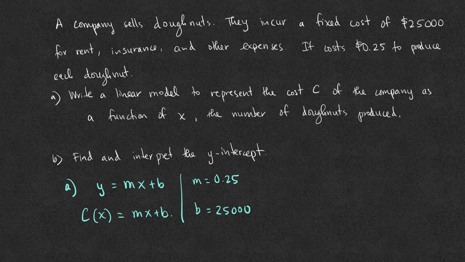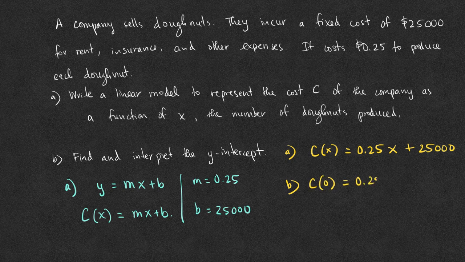And so the equation that we're looking for is C of x equals 0.25x plus 25,000. And that is part A. For part B, find and interpret the y-intercept. The y-intercept occurs when x equals 0, so we simply replace x with 0 to find the y-intercept, and it will give us 25,000. When x equals 0, y equals 25,000.